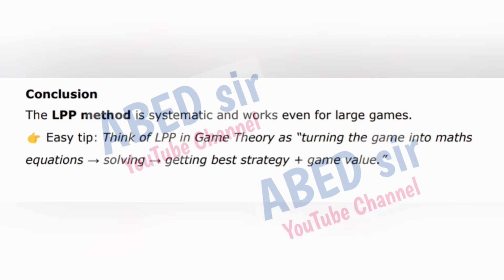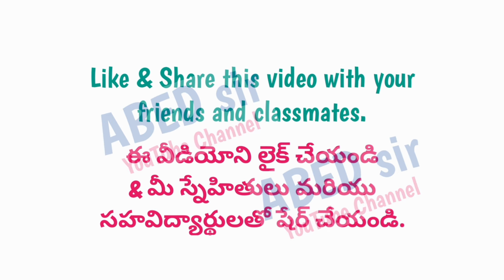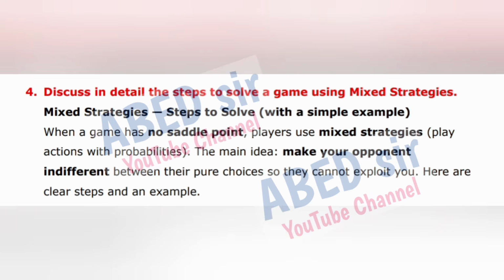Next important long question is 4. Discuss in detail the steps to solve a game using mixed strategies. Mixed strategies steps to solve with a simple example. When a game has no saddle point, players use mixed strategies, playing actions with probabilities. The main idea: make your opponent indifferent between their pure choices so they cannot exploit you.